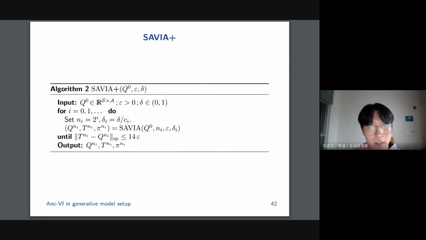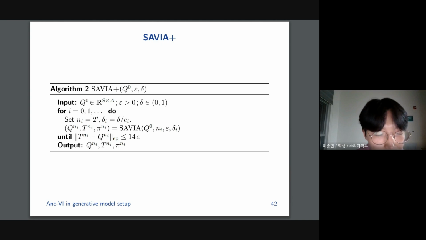This is our main method, SAVIA Plus. First, note that in the input of SAVIA Plus, there is no number of iterations. For every iteration i in the for loop, ni is set to 2 to the power of i, so we increase the number of iterations by powers of 2, and then run SAVIA inside. We perform this loop until the span seminorm of Tni minus Qni is smaller than 14 epsilon. This span seminorm of Tni minus Qni is an empirical Bellman error.